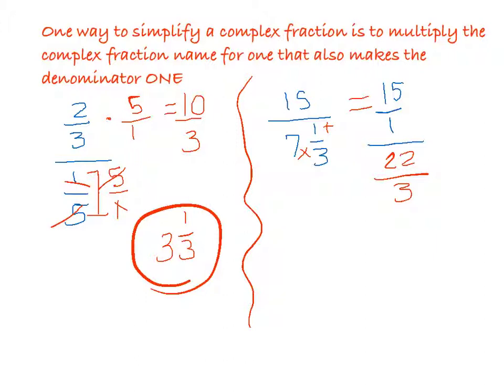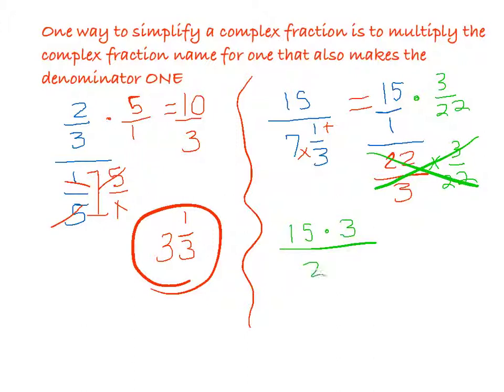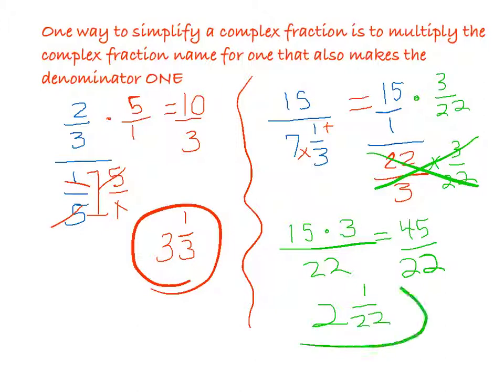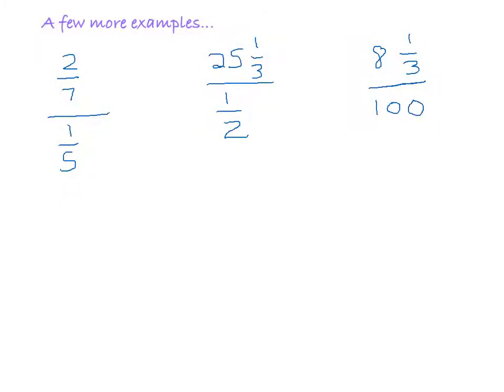What do we have to do? Well, we'll do the same thing we did before. We're going to take this times 3 over 22. But what we do to the bottom, we have to do to the top. So 3 over 22, this part of this fraction goes away, and we're left with 15 times 3 over 1 times 22, which is 22. And that ends up 15 times 3 is 45 over 22, which is 2 1/22.